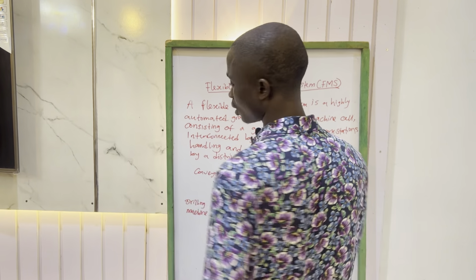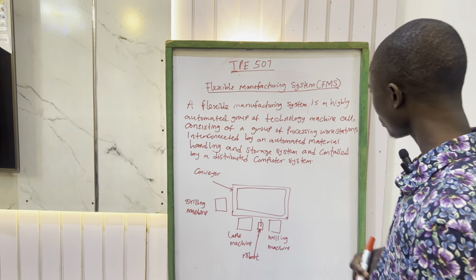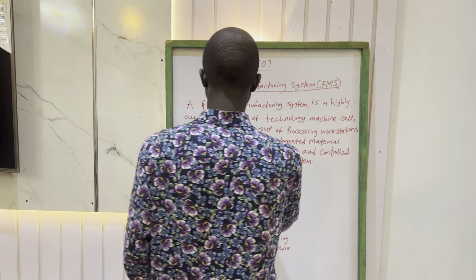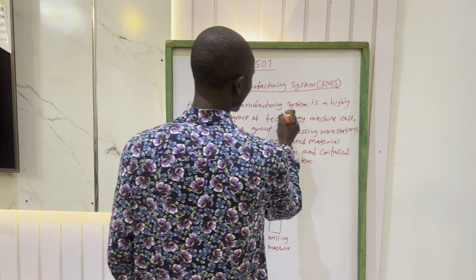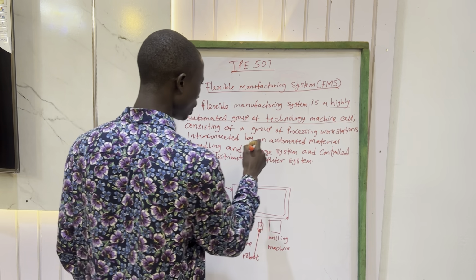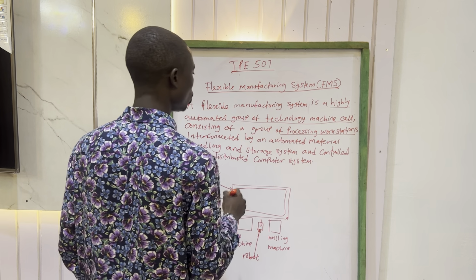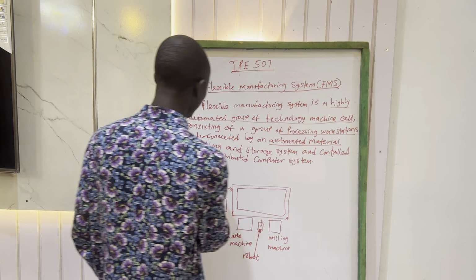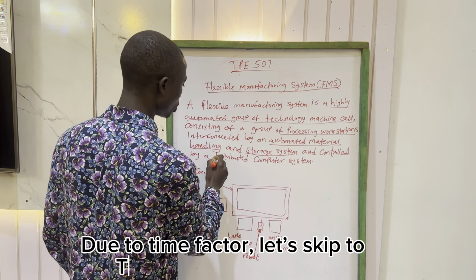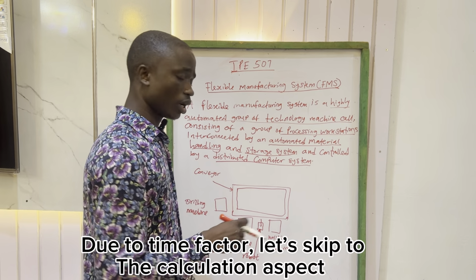Now, in order to really understand what we mean by flexible manufacturing system, let me break it down by highlighting the necessary things we need to know. A flexible manufacturing system is a highly automated group of technology machine cells. This is needed. Number two, it must consist of a group of processing workstations, interconnected by a material handling and storage system. And the last one, it must be controlled by a distributed computer system. Let's take an example for that.